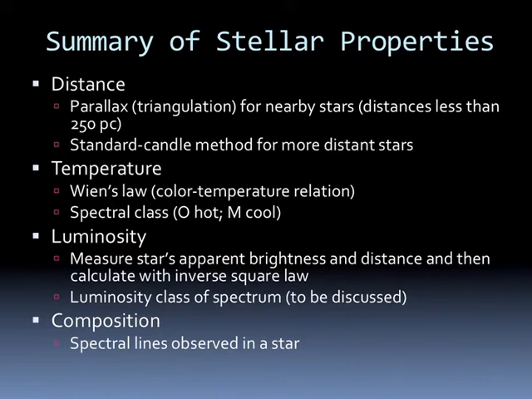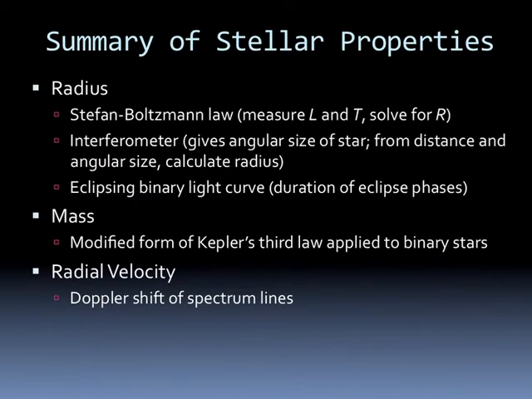Or we can talk about luminosity class just by the spectrum. We haven't talked about that, but it's another way of determining luminosity. And we can also measure its composition from the spectral lines observed in a star. We can measure its radius using the Stefan-Boltzmann law, using luminosity and temperature to solve for radius. We can use an interferometer, which gives angular size of the star, and with distance and angular size we get the radius for nearby stars. Or we can use an eclipsing binary light curve to determine radius.